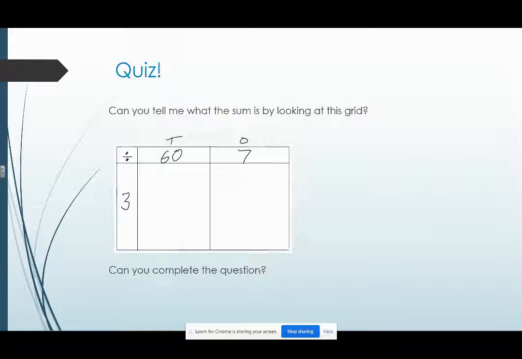So you can pause the video here and solve that first part. And if you manage to do that quite quickly, you can even do the second part as well, which is completing the question. So pause the video, what's the original question, and then complete the rest of the question.